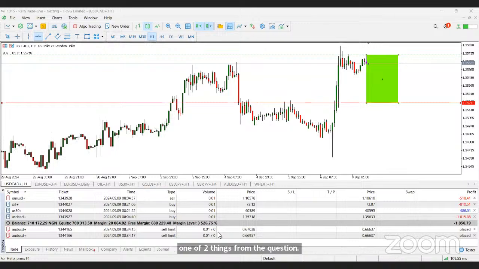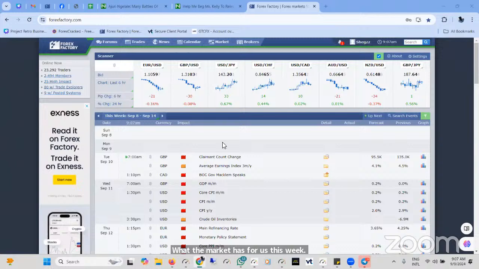Before I close, let's quickly look at the fundamental front. I'm going to share my screen right now so that we can look at what the market has for us this week, as we prepare to look at how to navigate it.